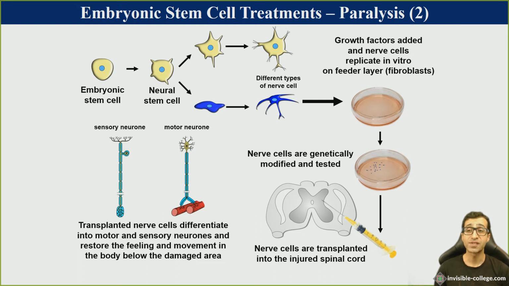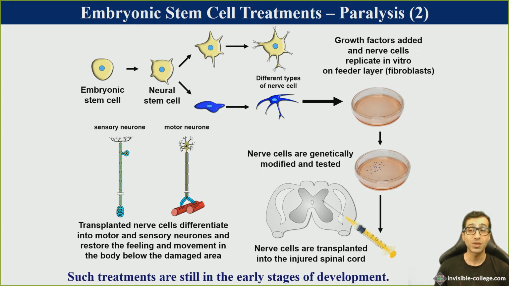The transplanted nerve cells will then differentiate into motor and sensory neurons, and this can restore the normal sensation and also motor control in the body below that damaged area of the spine. So these types of treatments have been used in an experimental context, but they're still an area of major development in medicine.